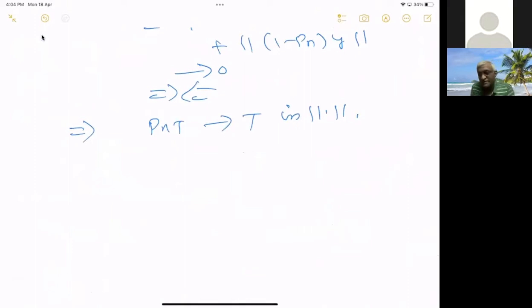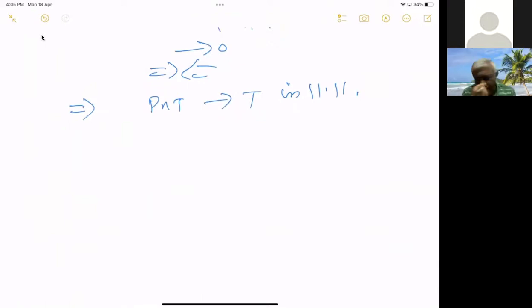So this is why it's called a compact operator. A bounded operator takes bounded sets to bounded sets. A compact operator takes bounded sets to compact sets. So that's why it's called a compact operator. Now what is the next thing? What do you want to do next?